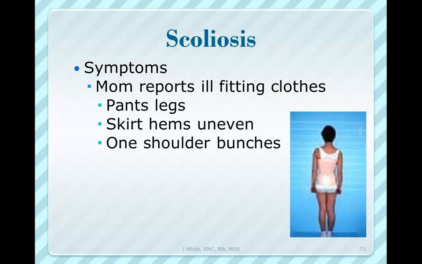Notice how on this girl that we're looking at, the t-shirt she's wearing wants to lean in one direction. Well, if that was an outfit, it would be bunching on one side. Mother may say, well, one pants leg always seems to be longer than the other. Or I'm hemming the skirt and I can never get them even.